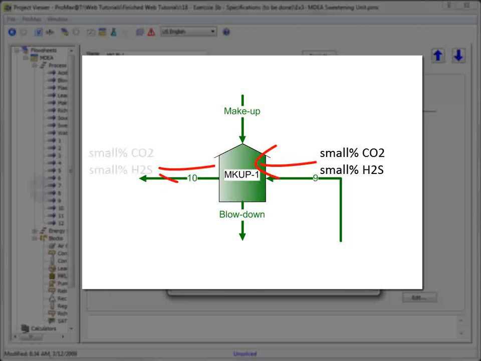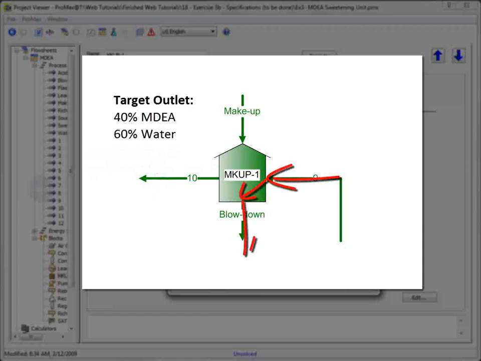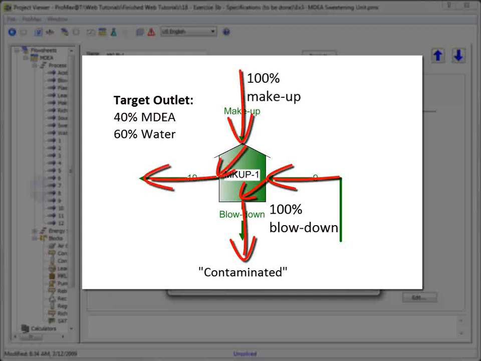We allow these impurities from a practical standpoint, and we must allow Promax the freedom to allow them as well. If we put 60% for the water, Promax will have no choice but to blow down 100% of the regenerated amine stream because it has impurities in it. It will then make up 100% of the circulation rate to continue with the process. This is not what we want Promax to do.